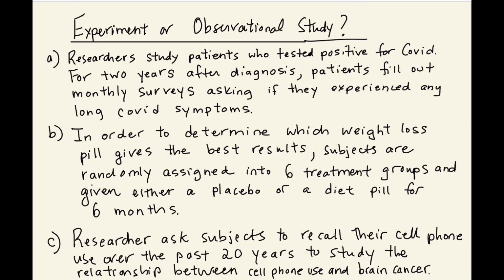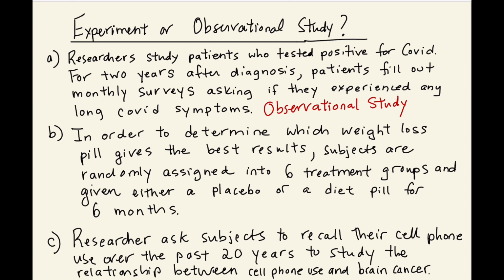To conclude this video, let's just do a couple more examples. And all we're going to do here is just determine, is this study an experiment or is it an observational study? A, researchers study patients who tested positive for COVID for 2 years. After diagnosis, patients fill out monthly surveys asking if they experienced any long COVID symptoms. So is this an experiment or an observational study? So this is an observational study. And notice that the researchers did not treat or modify the subjects in any way. They did not interfere.